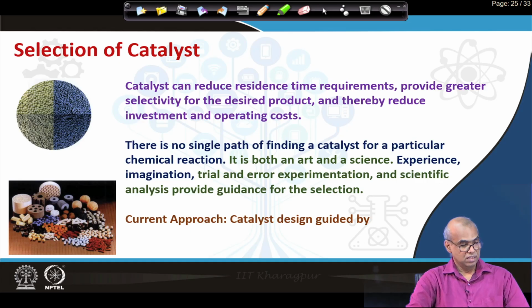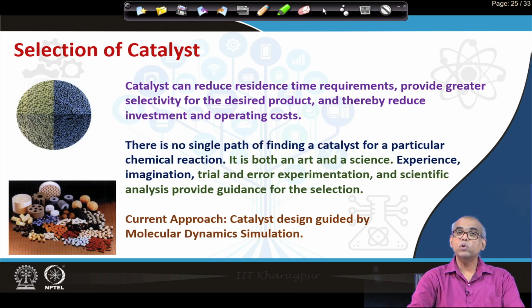Currently, catalyst design is guided by molecular dynamic simulations. So, molecular dynamic simulations are helping in a big way for the design of new catalysts. Again, this helps in saving time as well as money.